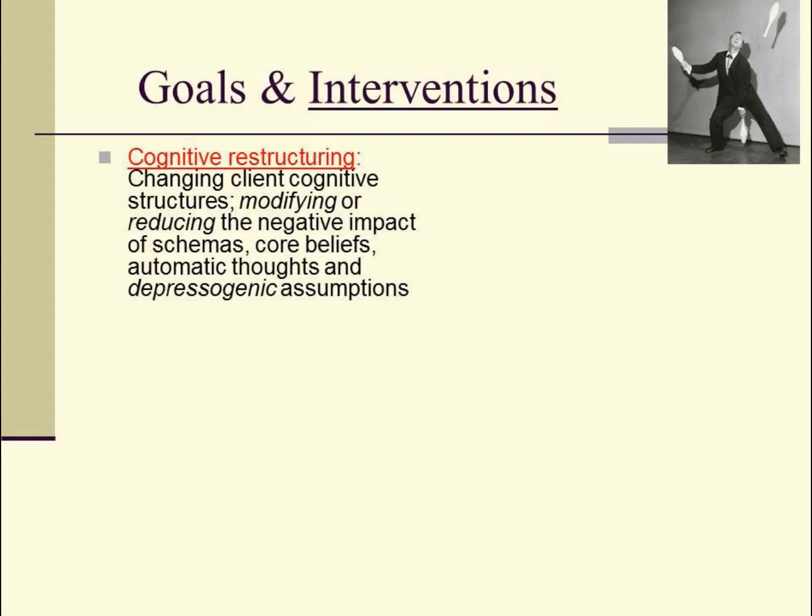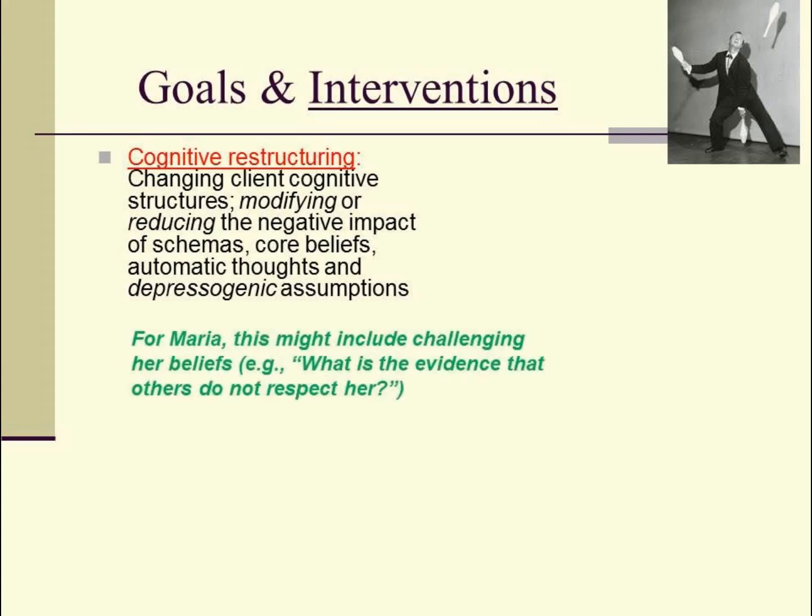Now, for our first intervention, we'll discuss cognitive restructuring, which involves changing client cognitive structures, modifying or reducing the negative impact of schemas, core beliefs, automatic thoughts, and depressogenic or depression-based assumptions. In Maria's case, cognitive restructuring may involve helping her to challenge maladaptive beliefs, using questions such as, what is the evidence that others do not respect her?